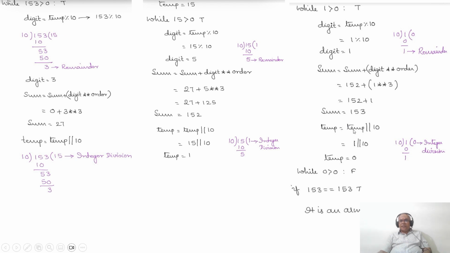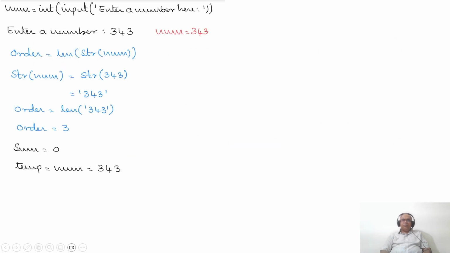Then temp is equal to temp integer division 10. So what is going to be the value of integer division? Integer division is 0. So temp will become 0. If 0 is greater than 0, the condition becomes false. Then it comes to the if statement. What is that if statement? If sum is equal to num. What is the value of sum? 153. What is the value of num? Num is also 153. So since 153 is equal to 153, the condition is true. Therefore, it is an Armstrong number. So that is the output.